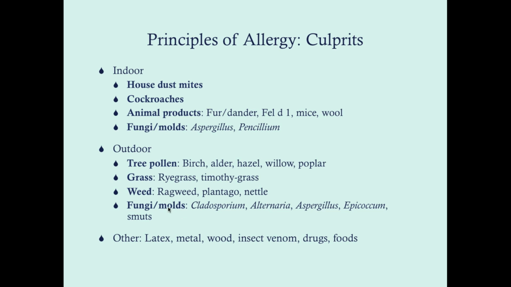And the fungi and molds will be present primarily in the late spring to early fall. They go away when you have your first frost. So the cladosporium is the number one most common mold in the U.S. Other things that you'll see are Alternaria, Aspergillus, which we also see inside, Epicoccum, and Smuts, which is a class of fungi. What do we see indoors?